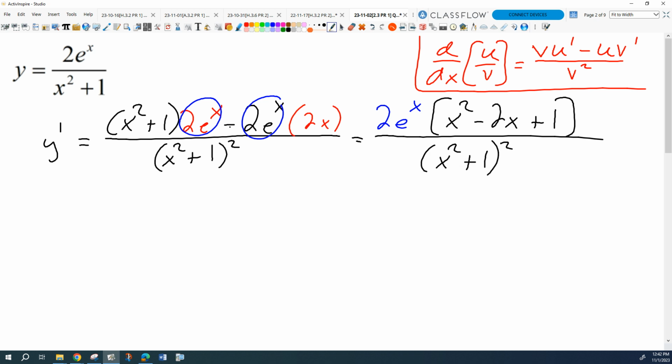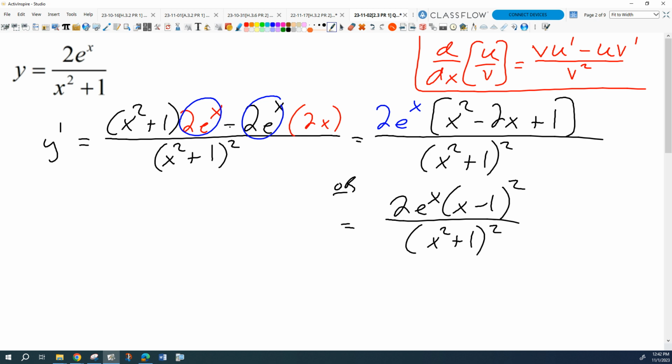Good. Is there anything, I mean, that's fine. Is there anything else on the top you see that you could maybe do? What about this part? Yeah, we could factor that, couldn't we? That's a perfect square trinomial, isn't it? How's that factor? Yeah, x minus 1 quantity squared. Good, so we could write this as 2e to the x times the quantity x minus 1 squared over the quantity x squared plus 1 squared.